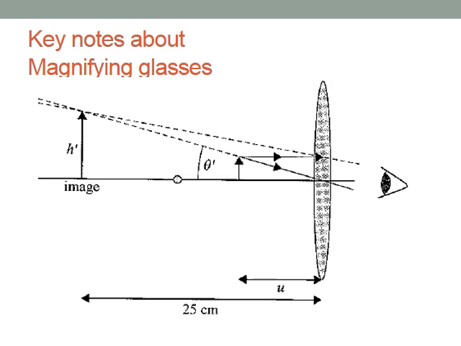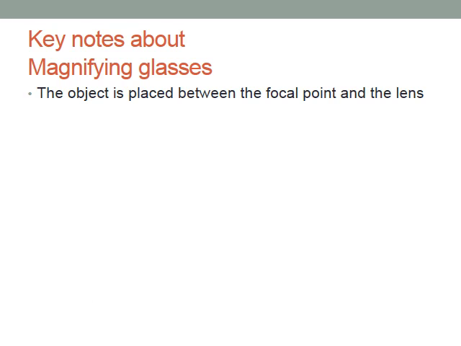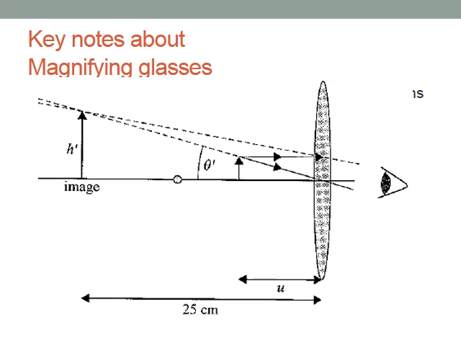So if you don't have one of these sketched out, you should sketch out a ray diagram for this in your fill-in notes. A couple of key facts that you should also be aware of. The object is placed between the focal point and the lens. That's the thing about the diagram that you need to remember. That's where we put it when we draw the diagram.